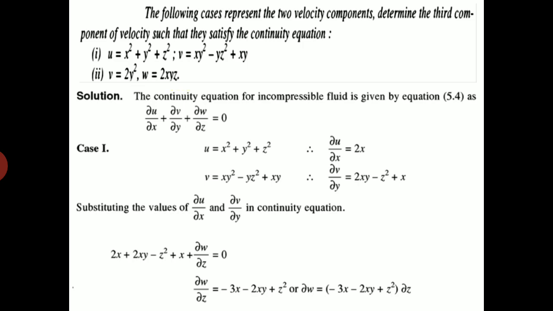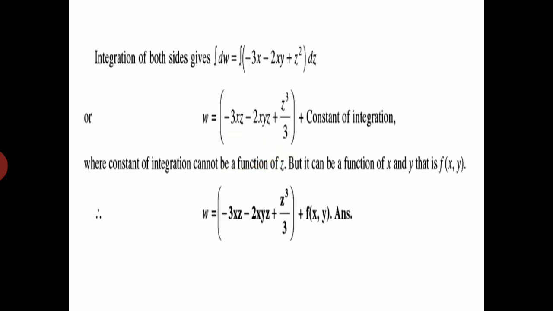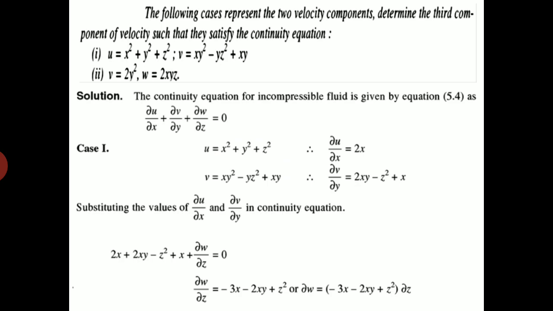Firstly, we know the continuity equation, that is ∂u/∂x + ∂v/∂y + ∂w/∂z = 0. In the first case we have been given two components, that is u and v, so we need to calculate the next component, that is w. We'll do the partial derivative of u with respect to x, and we'll get 2x. Again v is given to us. If we do the partial derivative of v with respect to y, we'll get 2xy − z² + x.